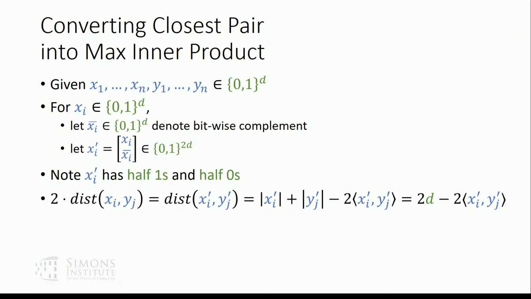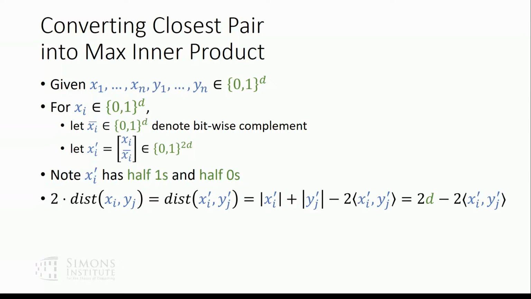And the distance between the prime vectors, you can write as the number of 1s in x prime plus the number of 1s in y prime minus twice their inner product. We're counting how many entries have a 1 in one of them and a 0 in the other. So there's the number of 1s in the first plus the number of 1s in the second, plus we subtract away 2 times the number of entries where they both have a 1. Then that will count the number of entries where exactly one of them has a 1. And because they're both half 1s and 0s, this is 2d minus twice the inner product.